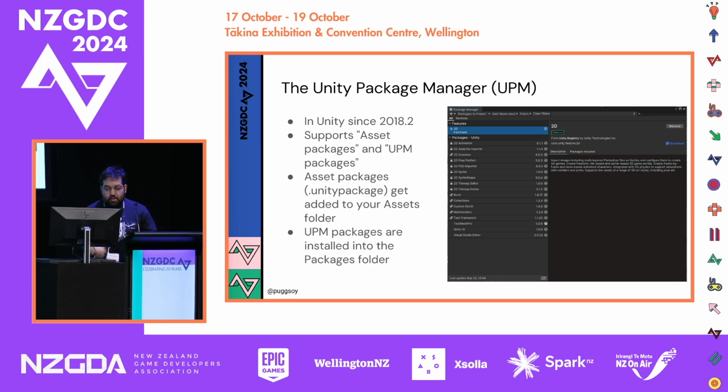The other difference is that UPM packages don't usually get added to your repository if you're using GitHub or any kind of version control. Packages don't get added to that. What happens is that they get stored in a manifest, and then they'll get downloaded by whoever pulls your repo. So that's the main, the core of it really.